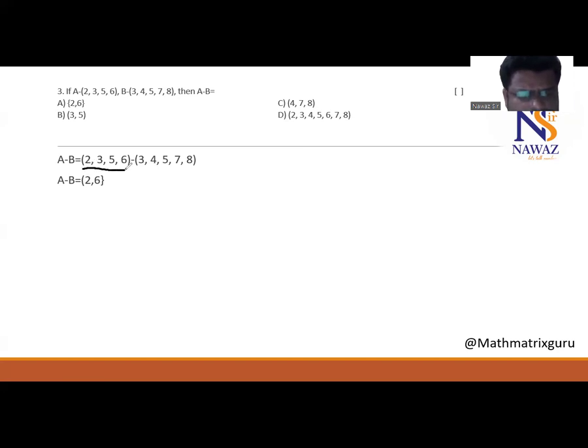We have to write the set A minus the set B. Then we need to look for the elements of A in B. If the element of A is in B, then we don't have to write that element. The first element here is 2, which is not there in B, so we are taking 2. 3 is there, 5 is also there, so 3 and 5 we are not taking. 6 is not there, so A minus B is 2 comma 6. So your correct option is 2 comma 6, that is A bit.